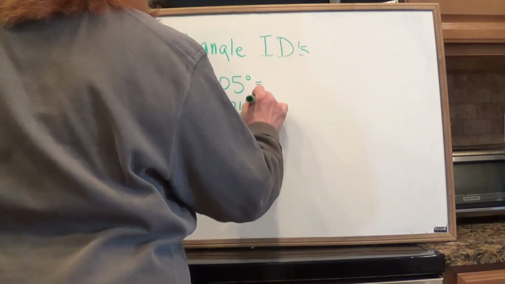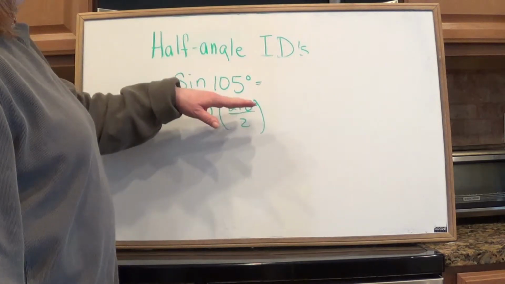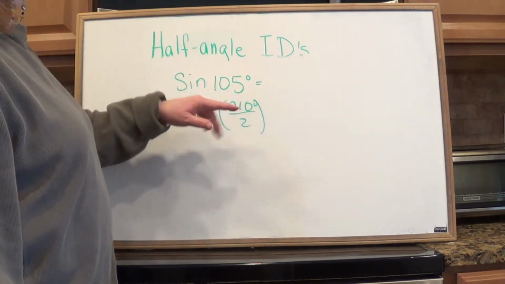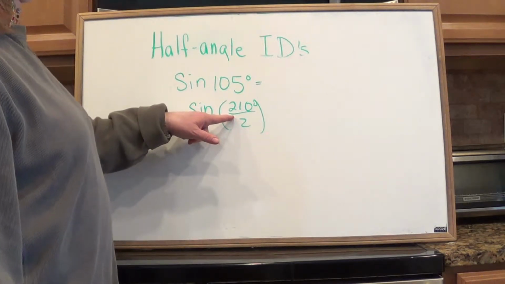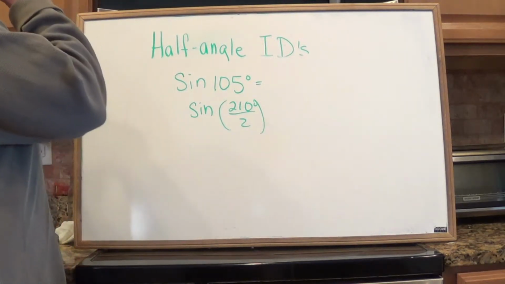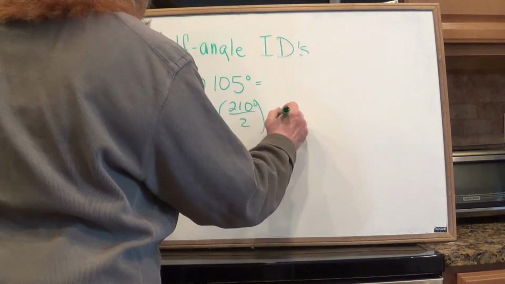210 divided by 2. So why would I want to take 105 and double it? To see if it gets me to an angle that I'm familiar with. And you'll notice that 210 is one of those special ones on the unit circle. So the sine of 210 divided by 2 is going to work.